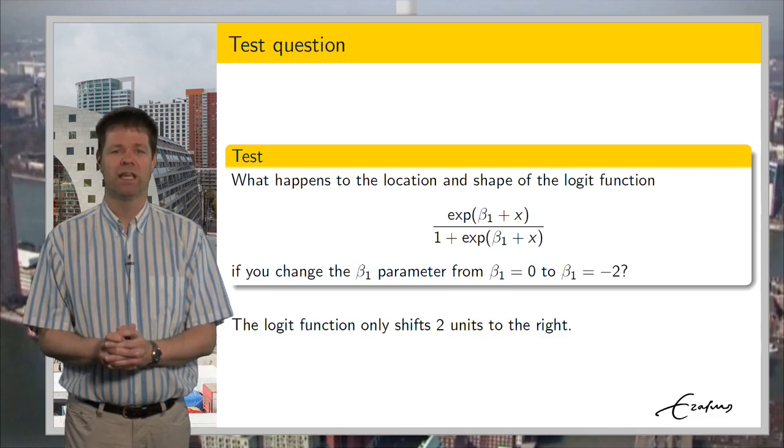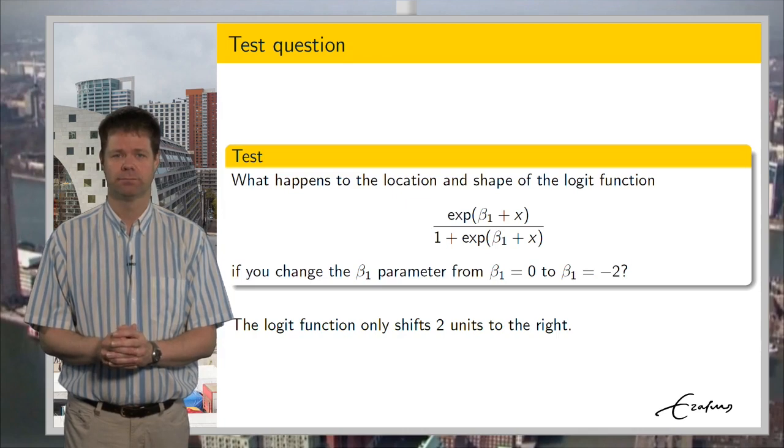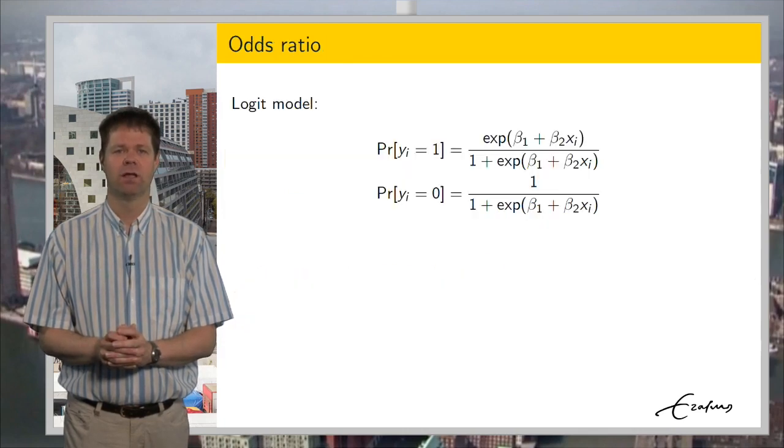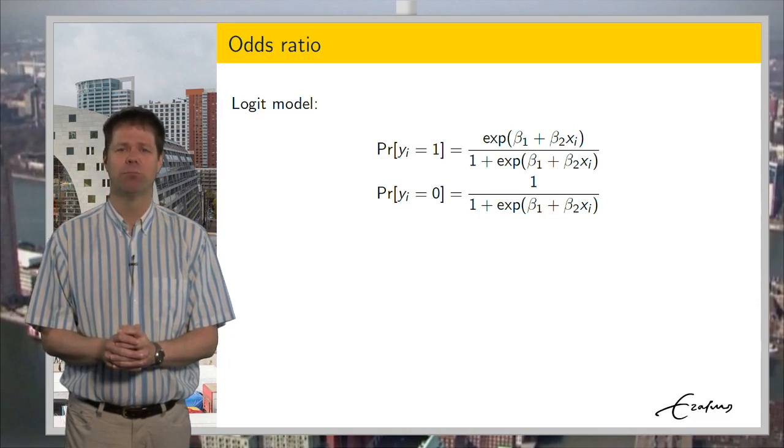If we set beta 1 to minus 2, the graph moves 2 units to the right and the shape of the curve stays the same. As you already have seen in the previous graphs, the probability that y equals 1 is a nonlinear function of the explanatory variable x. This makes parameter interpretation a bit more difficult than in linear regression.